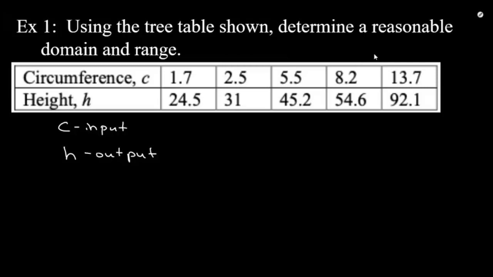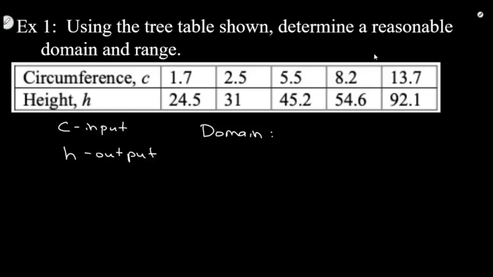So the question is, what is a reasonable domain? And let's start with that, a reasonable domain. And when we talk about reasonable, we're talking about what could happen. So just to think about this a little bit, would it ever be possible for our circumference to be a negative number, for instance? Would that make sense? Could the circumference of a tree be a negative number? No, circumference can't be negative because that's the distance around a tree.